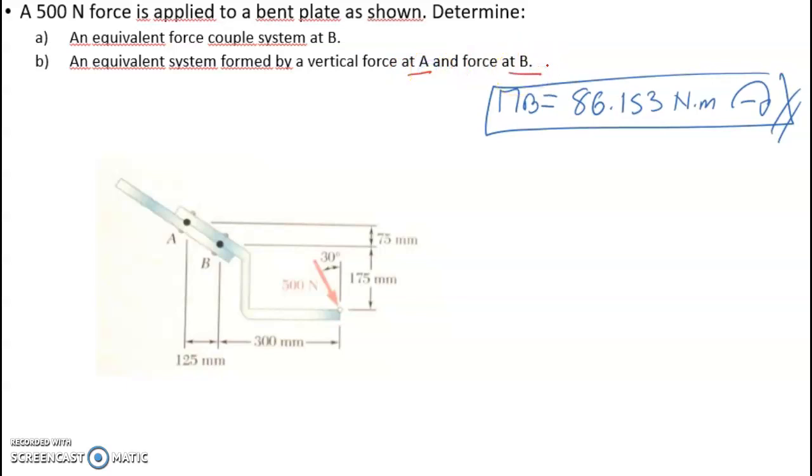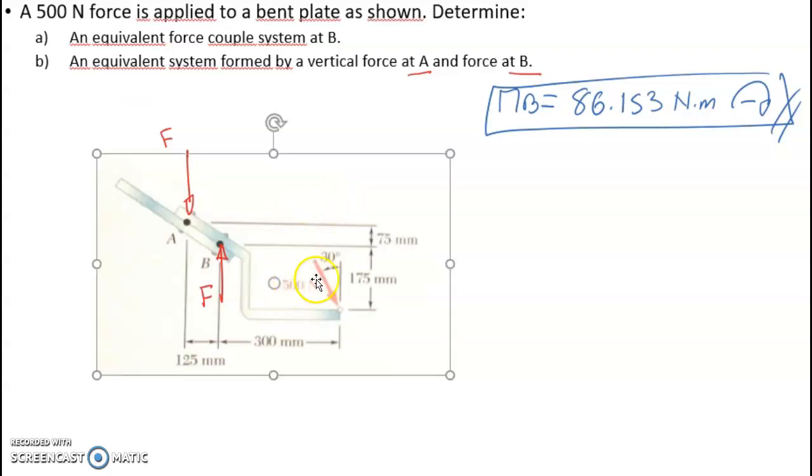Now we're working with couples, so it's fair to say that we need one force at A that goes down and another force of the same magnitude that goes up at B, like that. This is actually going to be easier than the last part. Why? Let's enhance this a little bit.